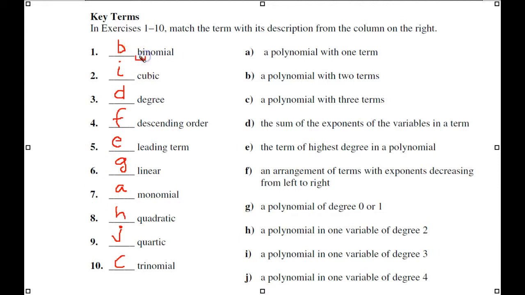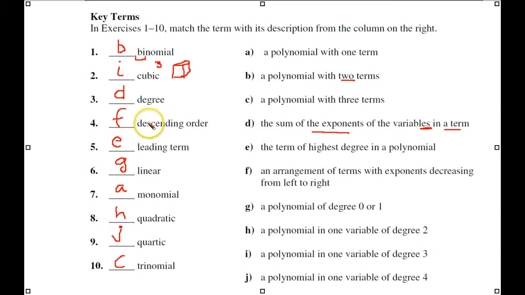A binomial, bi is the prefix for 2. Cubic, we talked about in the form of a cube, and it's raised to the 3rd power. Degree is the sum of the exponents on the variables. Notice this has an s here in a term. So that's the definition of degree.